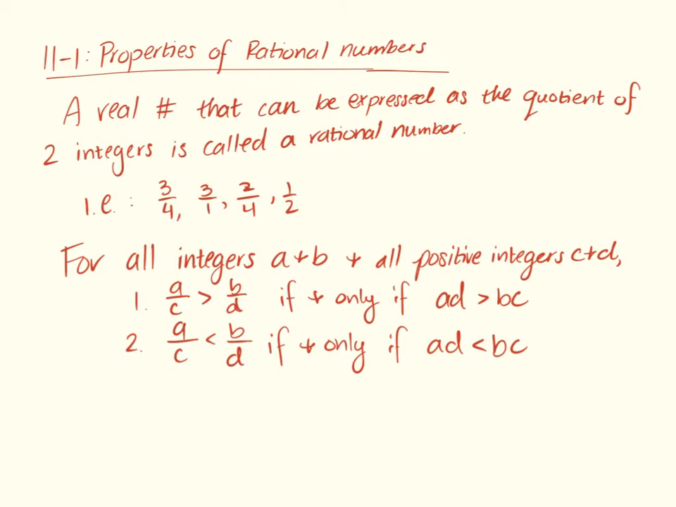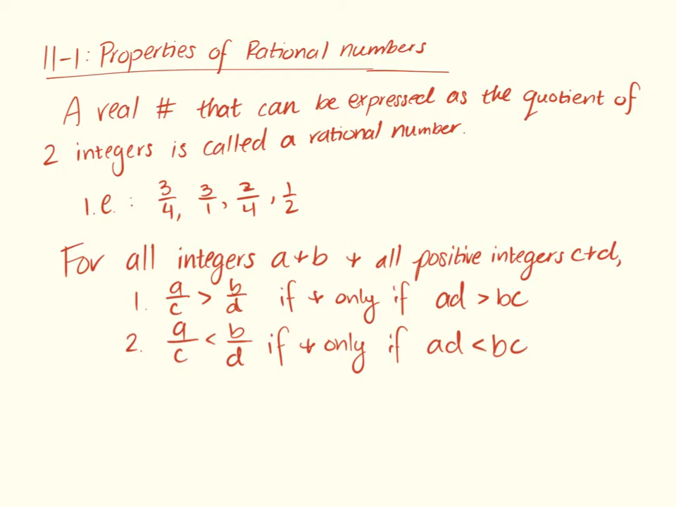Right, so we're moving on to chapter 11, and the first lesson in chapter 11 is focusing on properties of rational numbers. So first things first, we've got to define what a rational number is. A real number that can be expressed as a quotient of two integers is called a rational number. Some examples are 3/4, 2/4, and 1/2. Okay, those are all rational numbers.